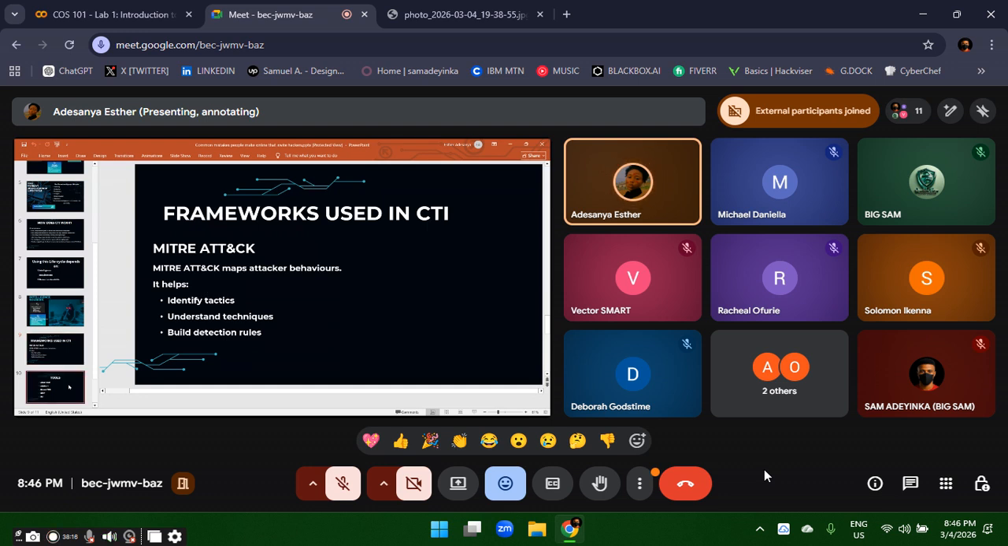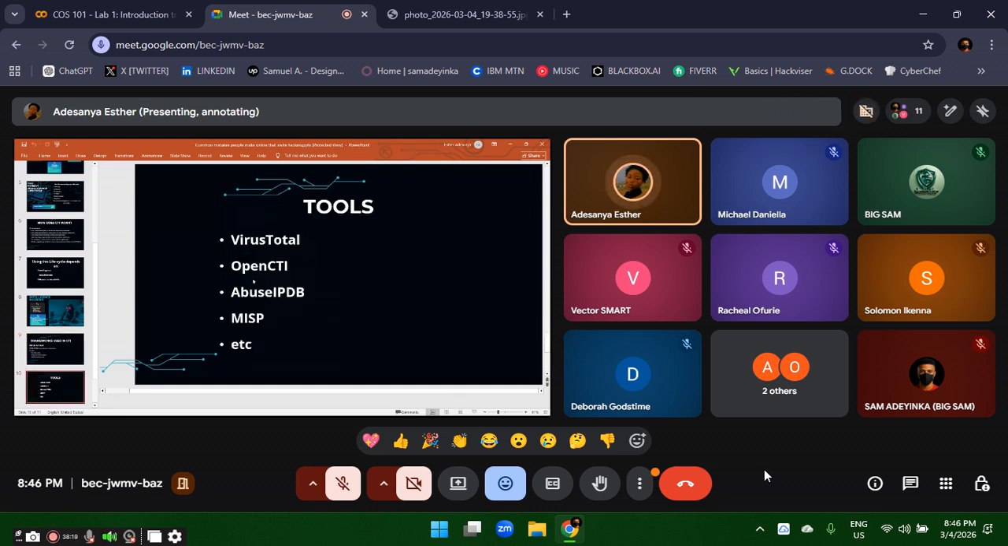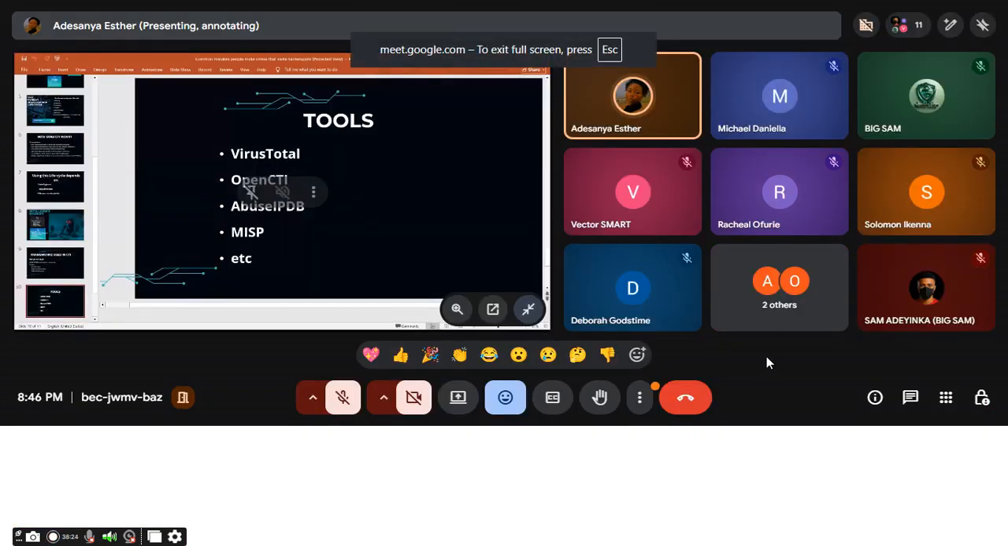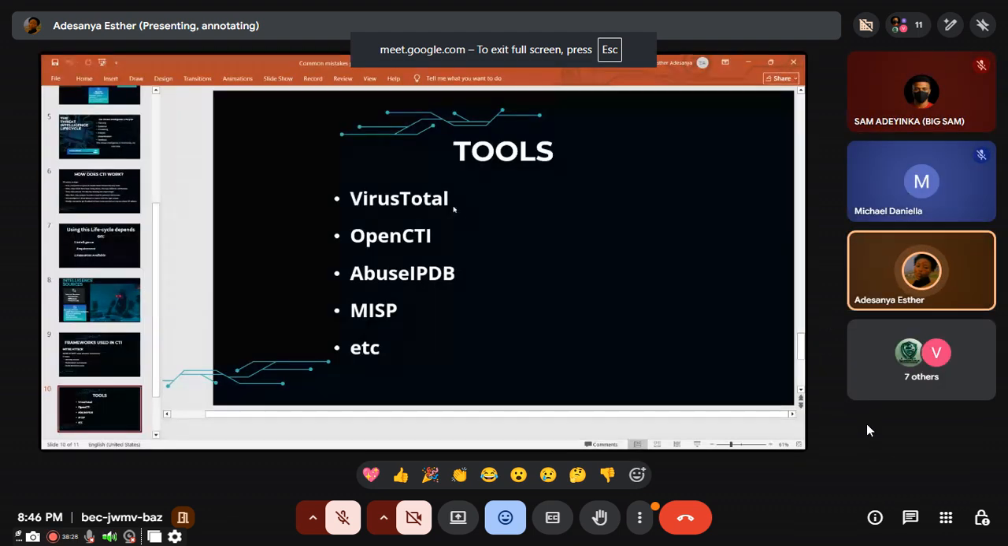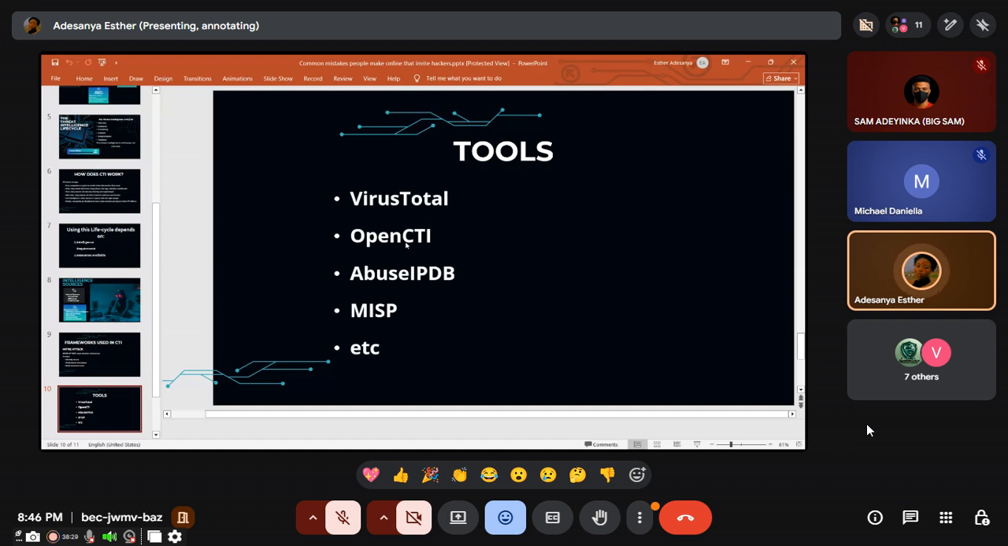And we have different tools that we can use, like a lot of tools. The one I showed you guys is relating to VirusTotal. We have OpenCTI, which I also showed, but I could not navigate it because I don't have the right email to sign in. They don't take regular mail. And MISP, AbuseIPDB, and etc. You can research about different stuff.